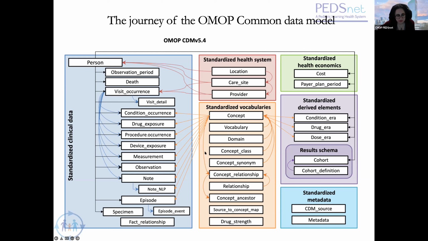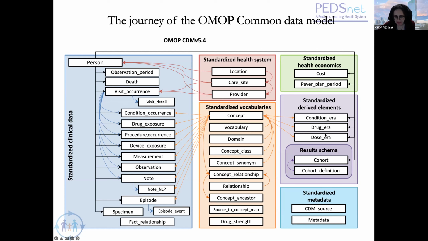These are really the most common tables and formats that we use in our analytics. But we also use a lot of the standardized health system in this box as well, where care site and provider are metadata about the visit. So for example, if you wanted to understand the provider specialty for a particular visit, this would be provided in this table. And then there's the health economics, which is more cost, which PEDSnet does not populate, but we do have visit payer as well.